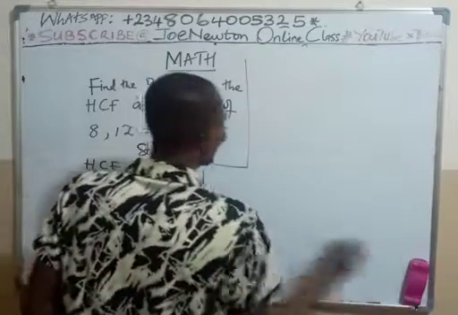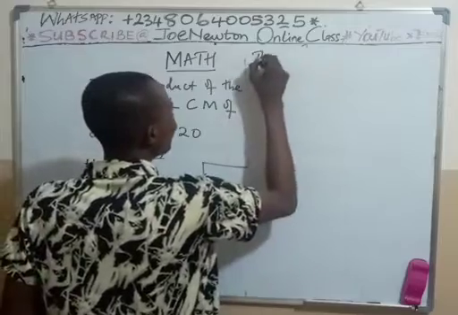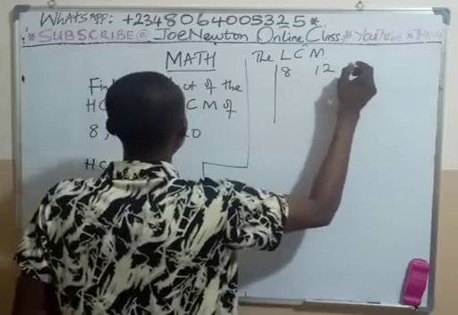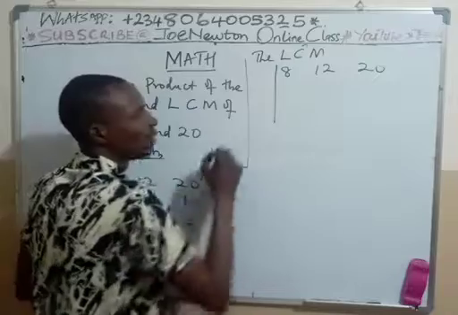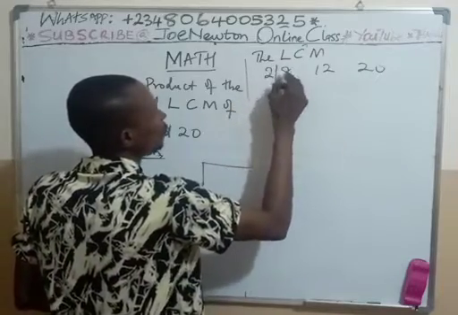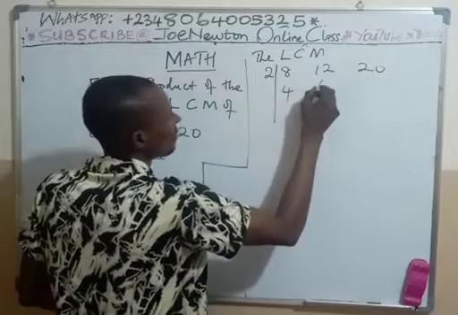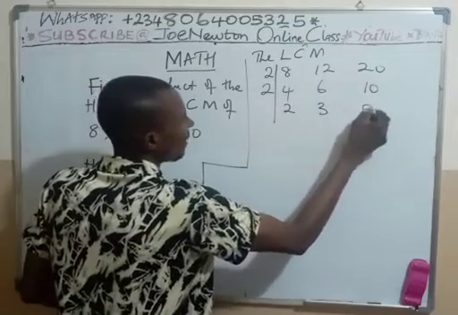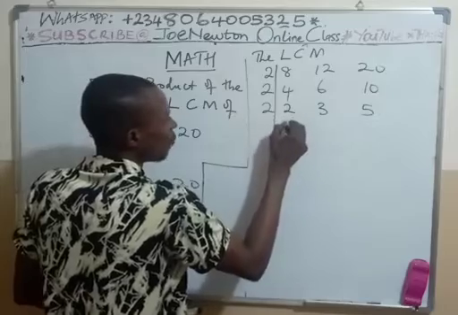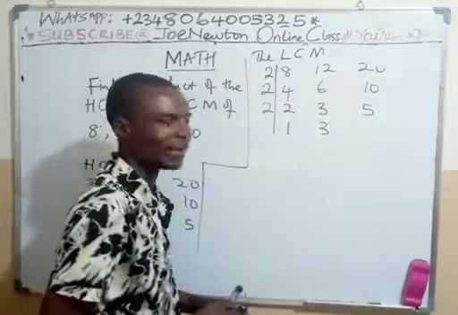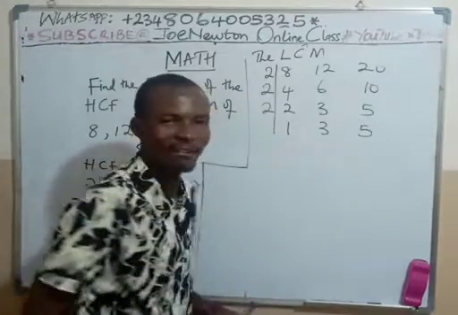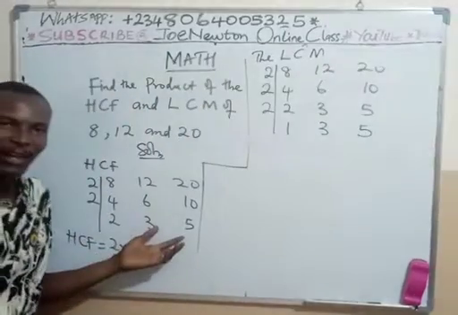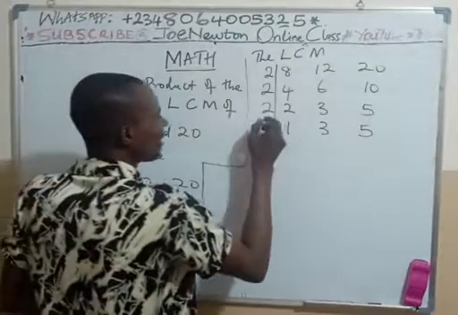Next, we go to the LCM of the same numbers 8, 12, and 20. Here, 2 divide 8 gives us 4, 2 divide 12 is 6, 2 divide 20 is 10. 2 can still go here to give us 2, 3, 5. Then 2 divide 2 gives 1, we bring down 3, because 2 cannot divide 3 without a remainder. We bring down 5, because 2 cannot divide 5 without a remainder. So in the case of LCM, we continue. But in the case of HCF, we don't continue that way. You see the difference?